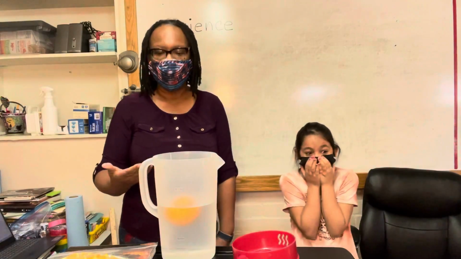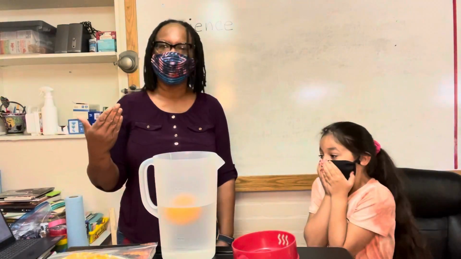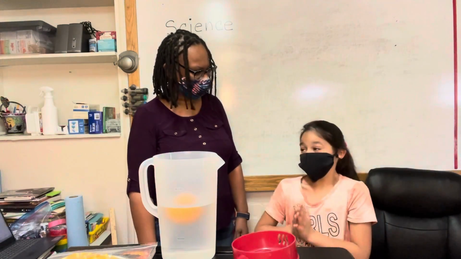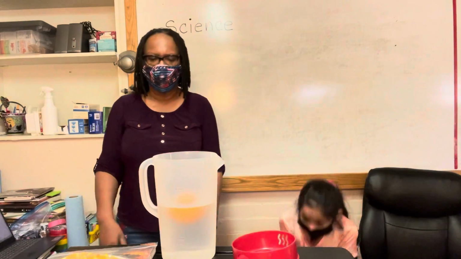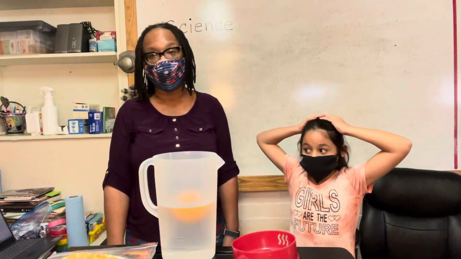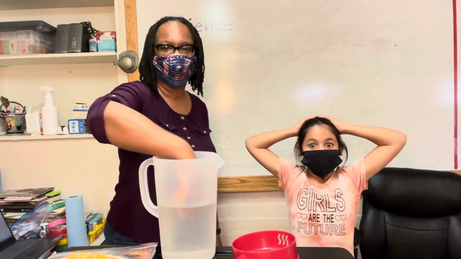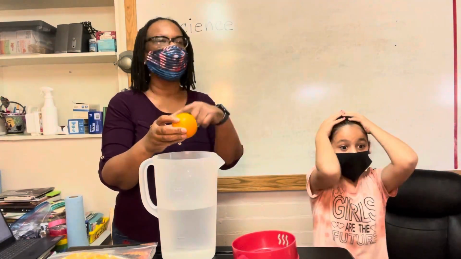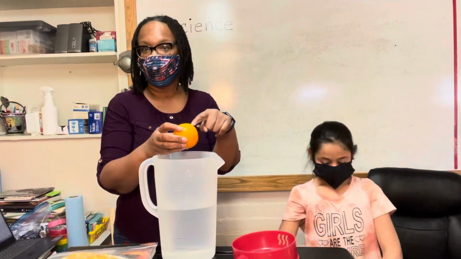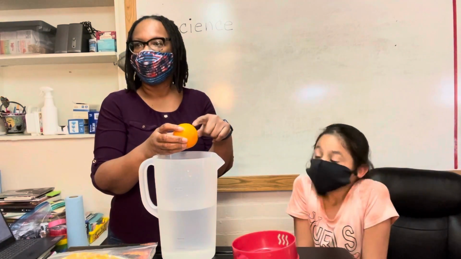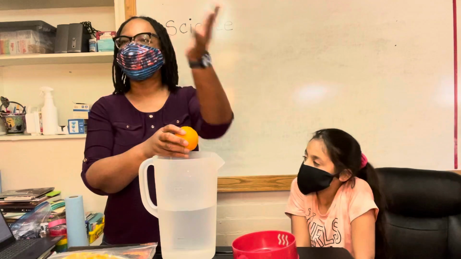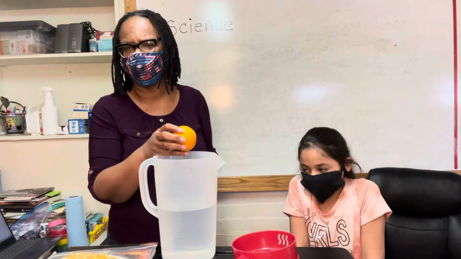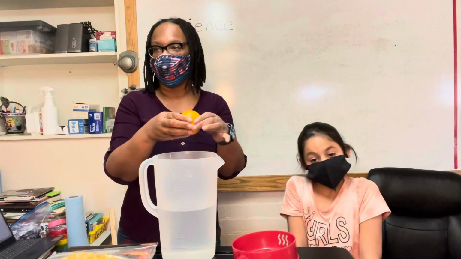Okay, why do you think an orange floats? Is it heavy? Yeah. An orange is heavy, but because it has air inside, we have a peel. The peel holds the air inside the orange, right? And it makes it buoyant. Everyone say buoyant. Buoyant. That means that it makes it float.